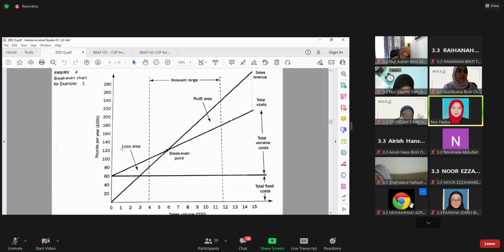So this is the units, and this is the sales revenue. At 6,000 units, this will be the break-even point. There will be no profit or no loss, at a sales revenue of 120,000. To make a profit, you have to sell more than the break-even. If you sell less than the break-even, you will suffer a loss. So when the question requires you to draw these charts, everything needs to be labeled. So this is the first graph.